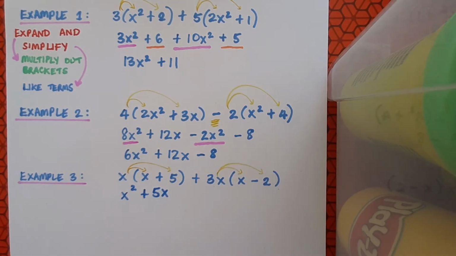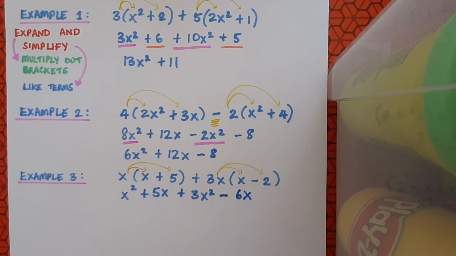Now I need to expand the second bracket. I've got 3x by x. That's a plus 3x. So plus 3x by x is going to give me plus 3x squared. Again, that's because x by x is x squared. Now I need to multiply plus 3x by minus 2. Take account of your signs here. When you're multiplying a positive by a negative, what do you get? You get a negative. And 3x by 2 will give you 6x.